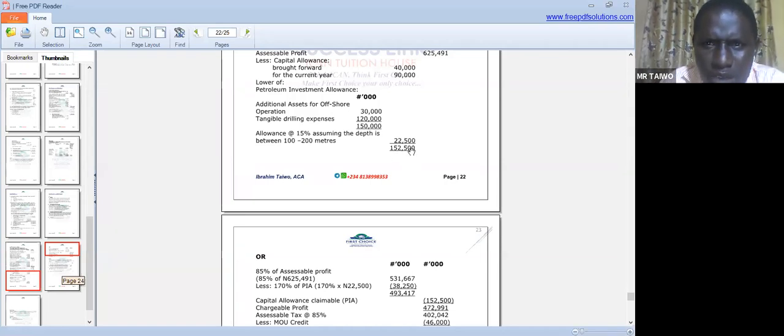So that is giving 493,417. You now compare it with 152,500 and take the lower of the two. Which one is lower? That's 152,500. So far, that is the lower. You now remove the lower from the assessable profit, then you have your chargeable profit.